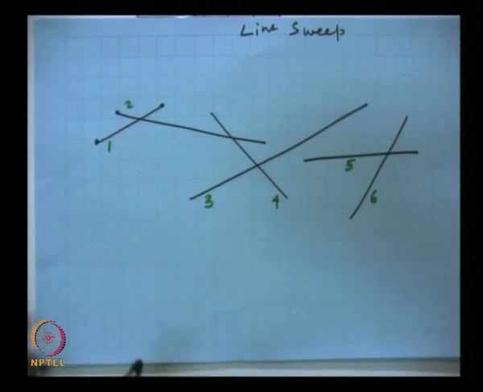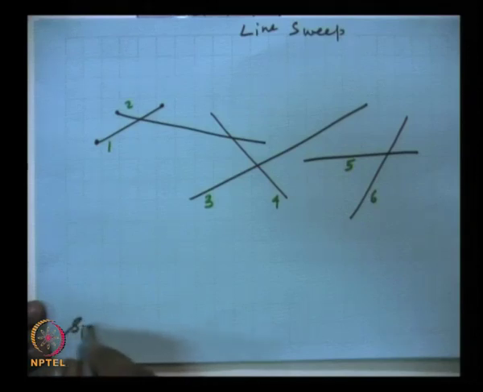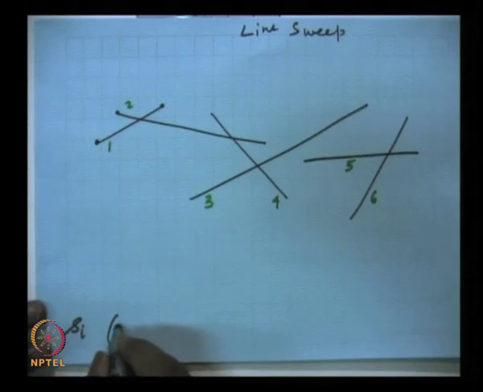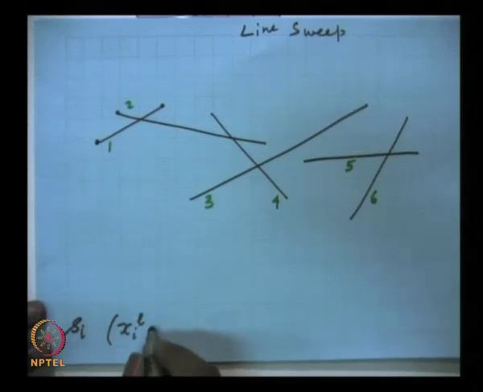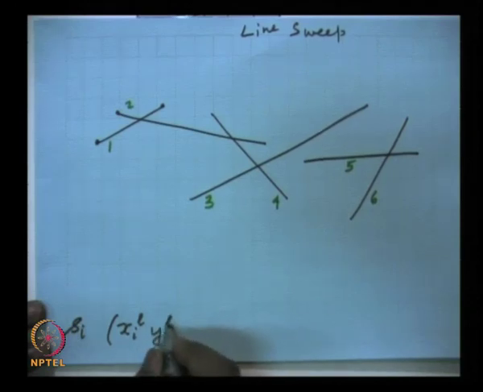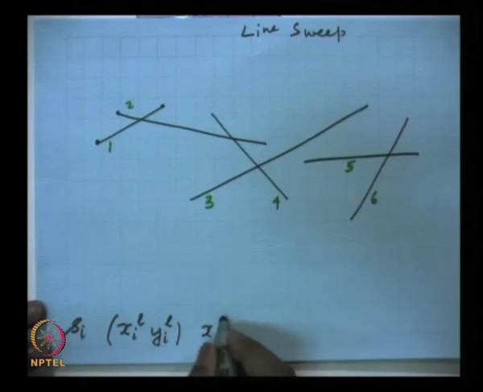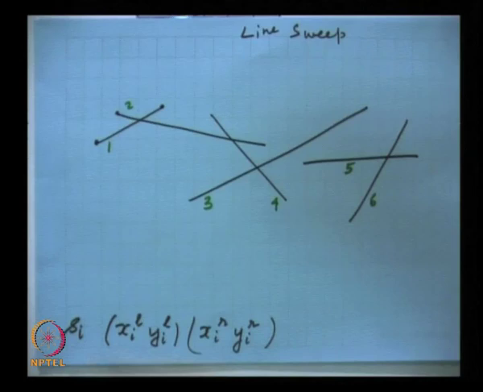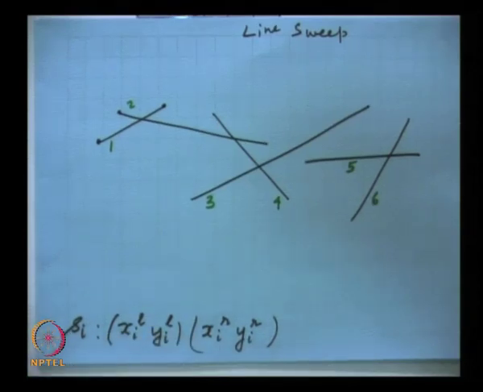So, let us say that every segment S sub i is represented using x i left, y i left, and x i right and y i right. This is basically the representation of the line segment S sub i.